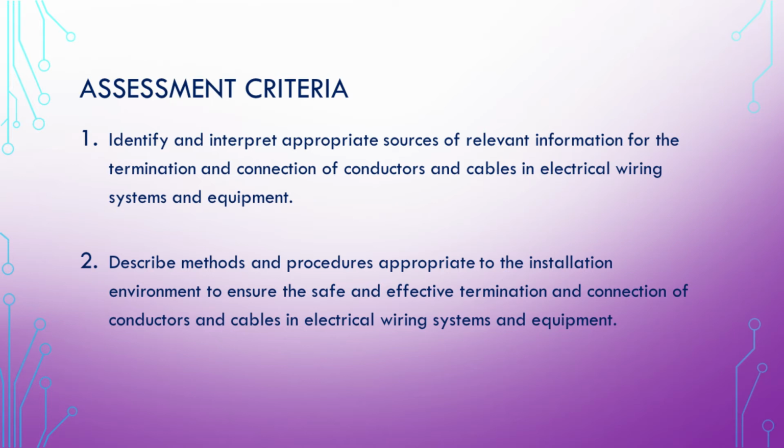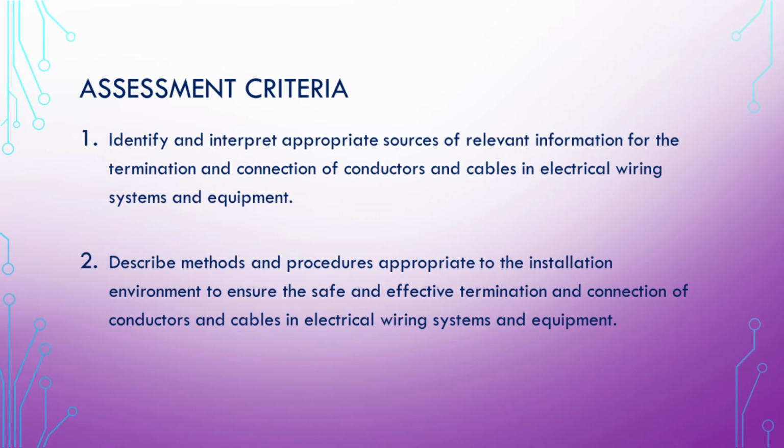So when you're working on a project, you'll be given lots of things that you're terminating over that period of time. It's about you being able to understand the documentation you require to make sure that those terminations are correctly completed. Number 2, describe methods and procedures appropriate to the installation environment to ensure the safe and effective termination and connection of conductors and cables in electrical wiring systems and equipment. So this is about understanding the methods that you need to use for that particular termination or series of terminations that you're undertaking.